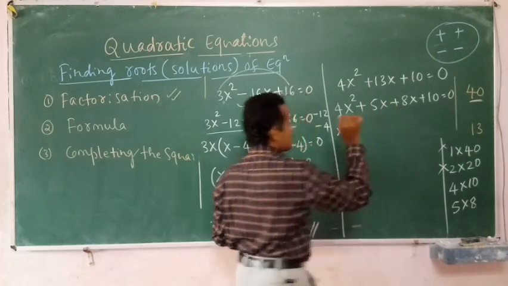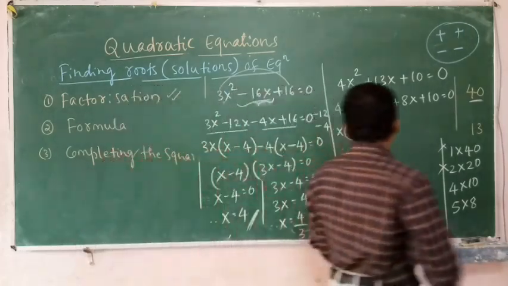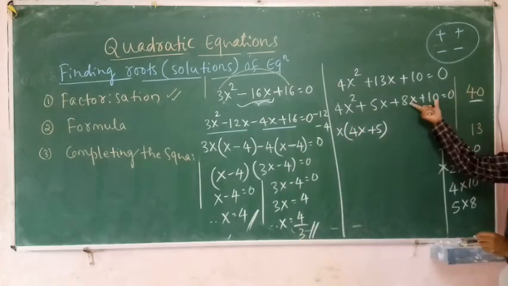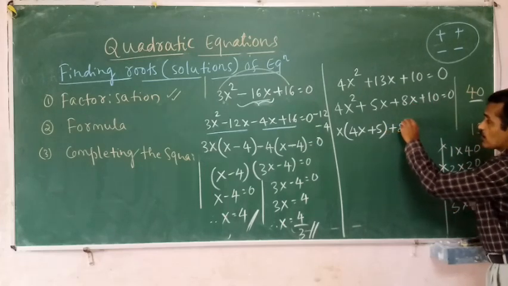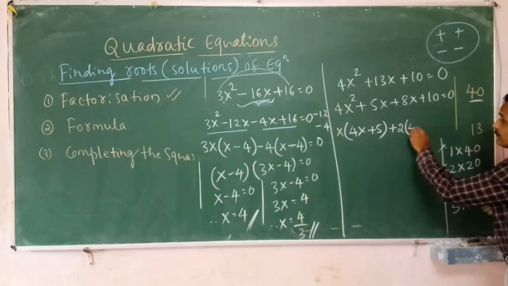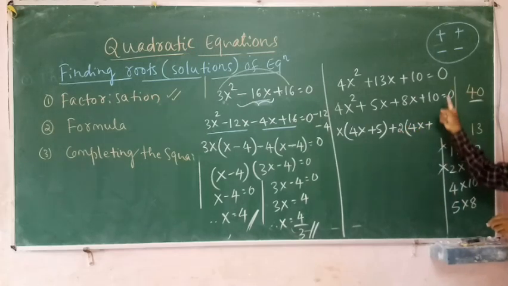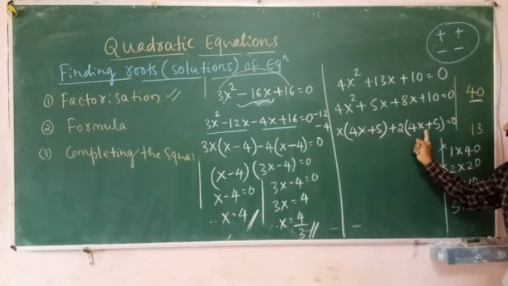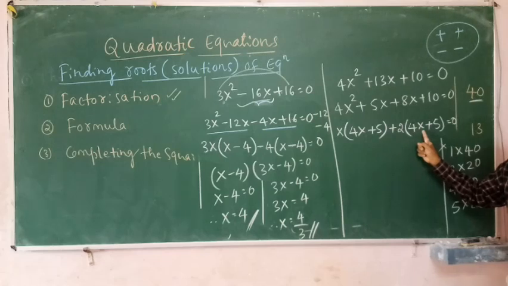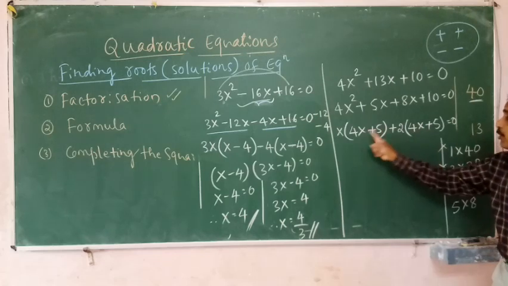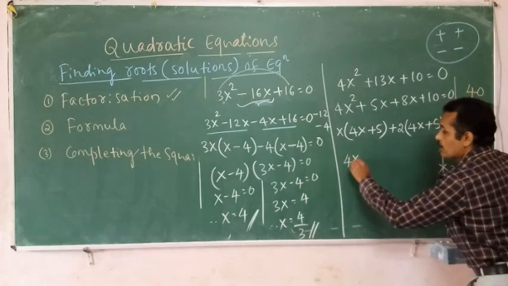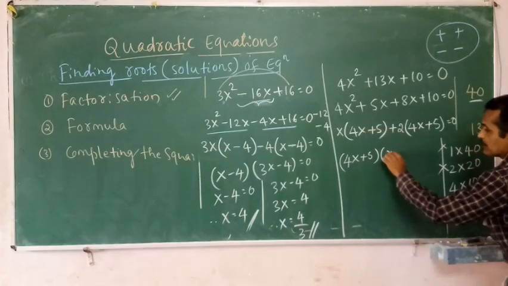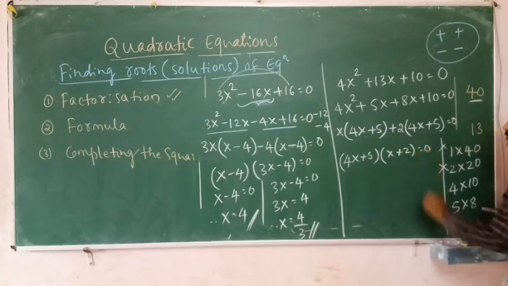I will take only x as common, otherwise nothing can be taken out. x can be taken out and it will be 4x plus 5. Here I can take 2 as common. What is inside? It is 4x plus 5, since 2 fives are 10, is equal to 0. See, both terms are the same inside the bracket. It must come, otherwise somewhere you have made a mistake. Keep in mind, both terms must be the same. I can write it once: 4x plus 5 into x plus 2 is equal to 0.